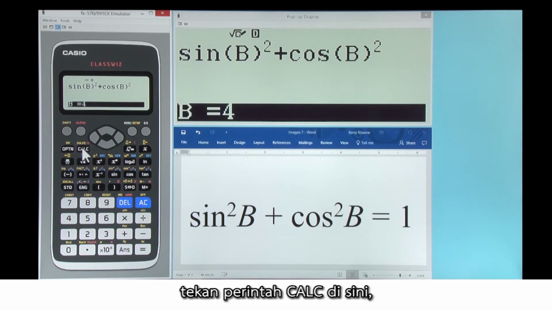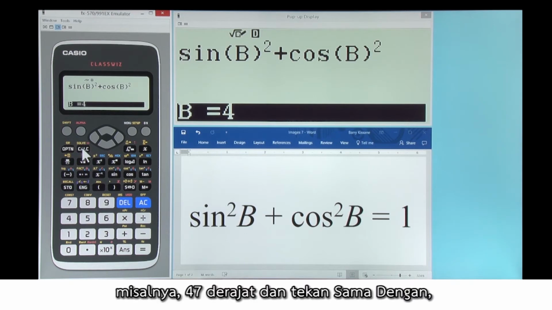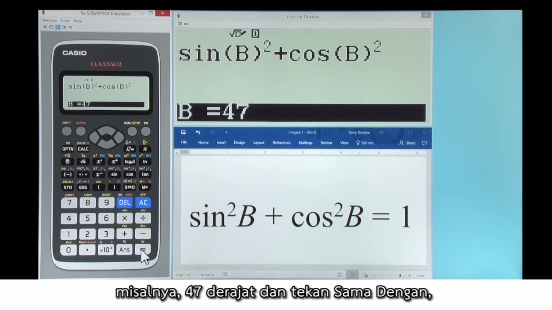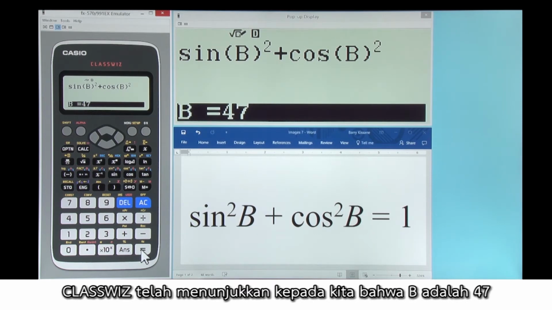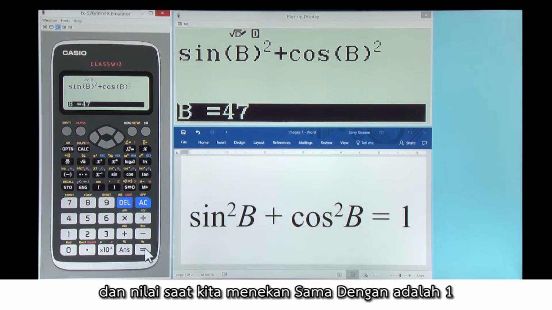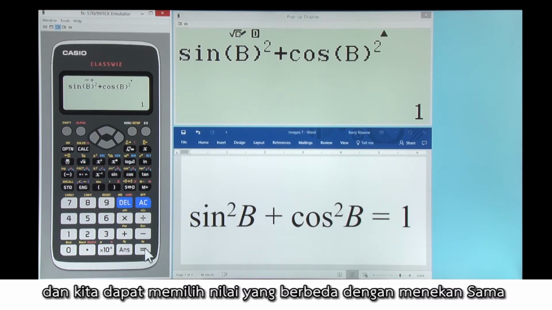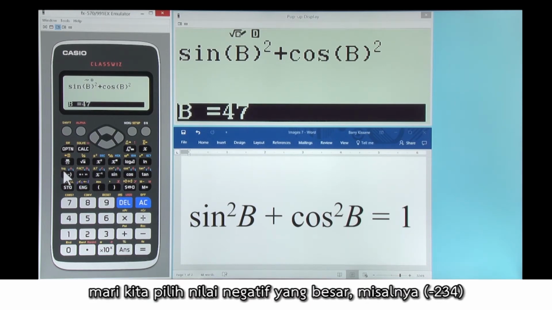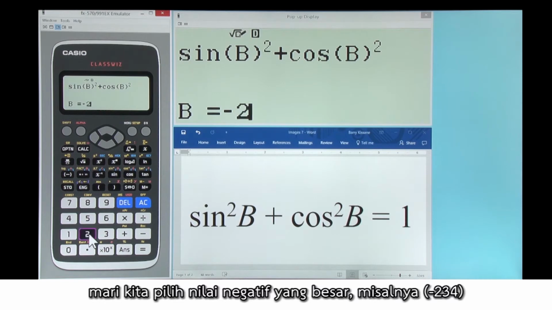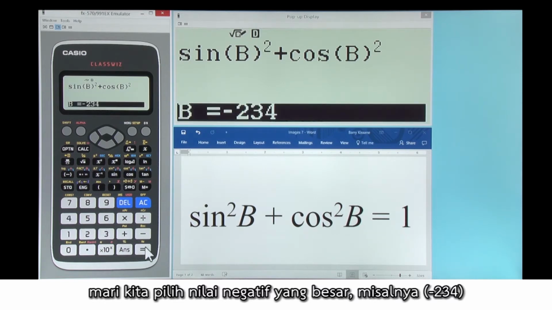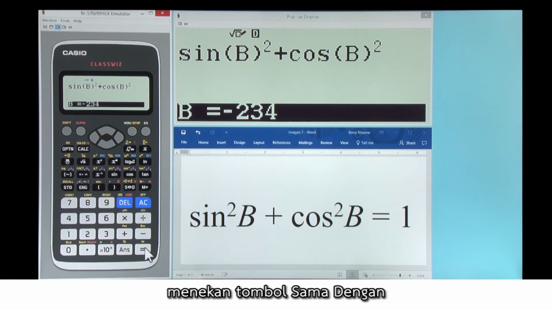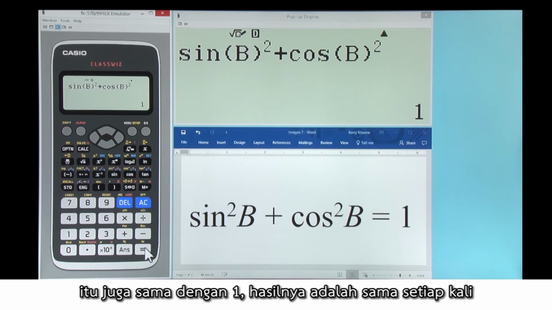We'll enter a suitable value for the variable b, for example 47 degrees, and tap equals. ClassWiz has shown us that b is 47, and the value when we tap equals is 1. We could choose a different value by tapping equals and putting a different value in. Let's choose a large negative value, negative 234 for example, and the sine squared add the cosine squared is calculated by just tapping the equals key. That's also equal to 1.